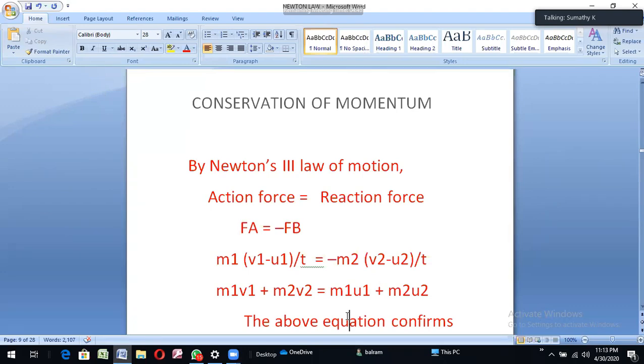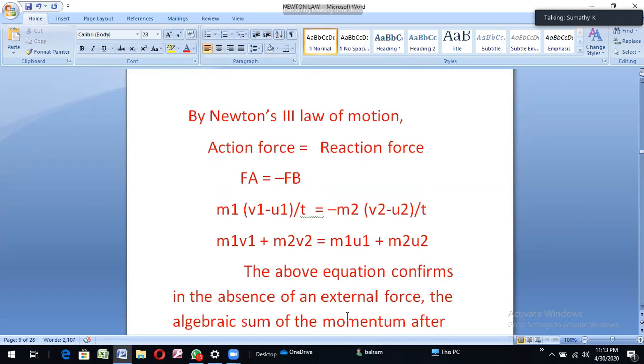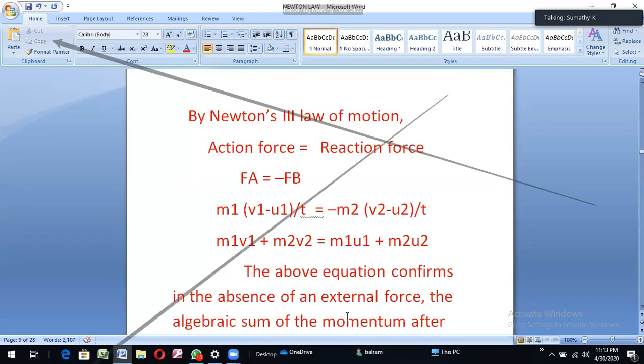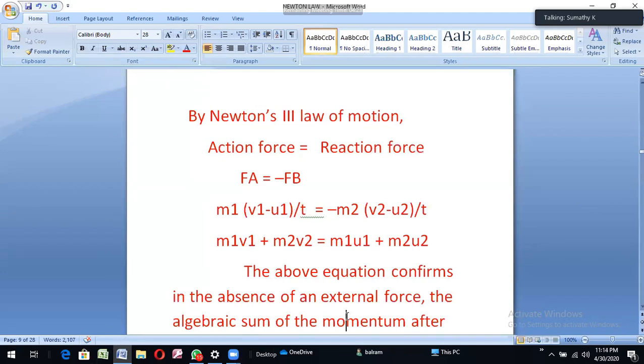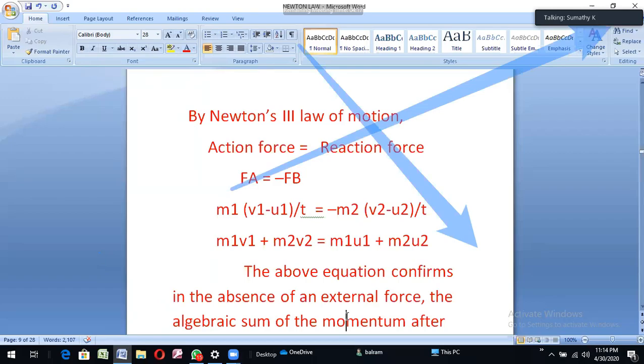So how does this equation come? That is M1 multiplied by V1 minus U1, and M2 multiplied by V2 minus U2. Understand? Then only we write the next equation: M1 V1 plus M2 V2 is equal to M1 U1 plus M2 U2. That is, the final momentum is equal to the initial momentum.